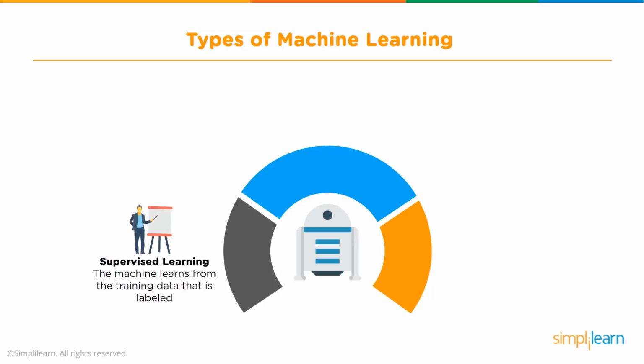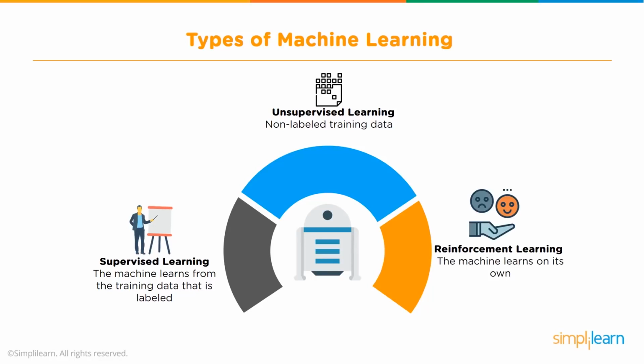First one is supervised machine learning. As the name suggests, you have to supervise your machine learning while you train it to work on its own. It requires labeled training data. Next up is unsupervised learning, wherein there will be training data but it won't be labeled. Finally, there is reinforcement learning, wherein the system learns on its own. Let's talk about all these types in detail.